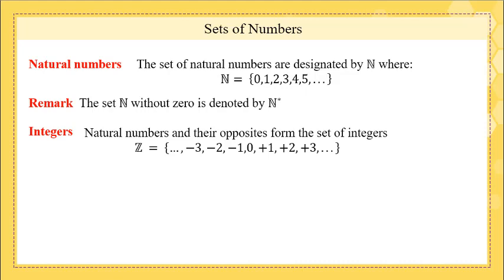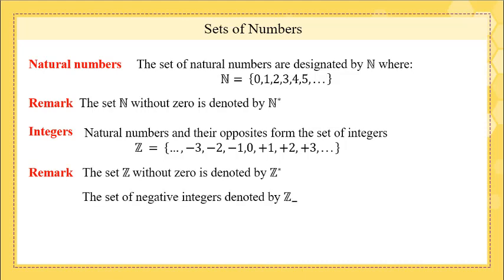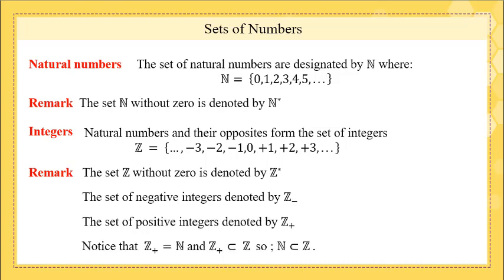Integers. Natural numbers and their opposites form the set of integers, Z. So we write 0, plus 1, plus 2, plus 3, plus 4 and so on, and minus 1, minus 2, minus 3, minus 4 and so on. This is the set Z. The set Z without 0 is denoted by Z star. The set of negative integers is denoted by Z minus. The set of positive integers is denoted by Z plus. Notice that Z plus, the positive integers, equals N, the natural numbers. So Z plus is a subset of Z. So N is a subset of Z.